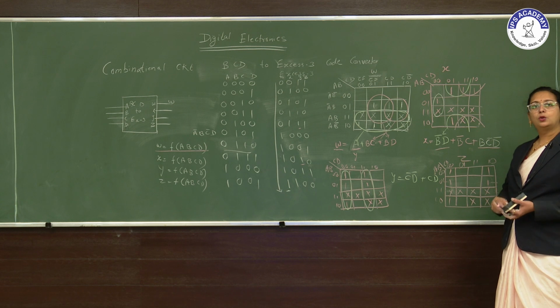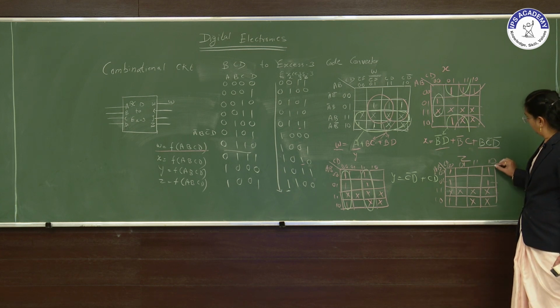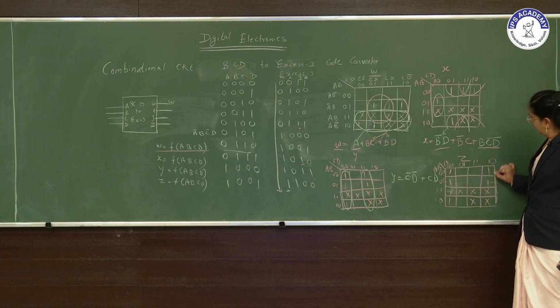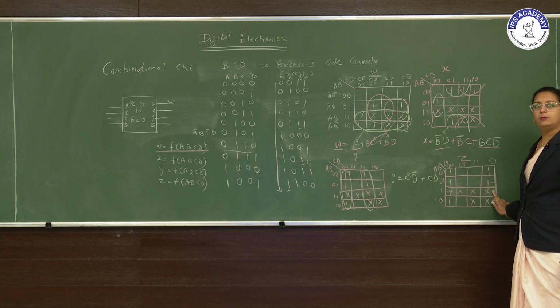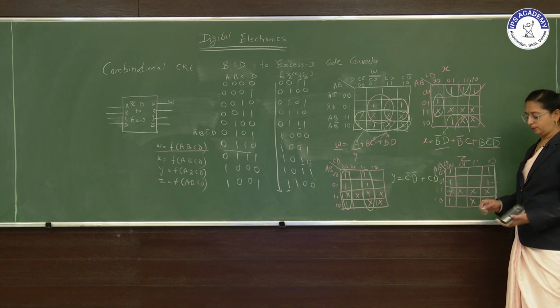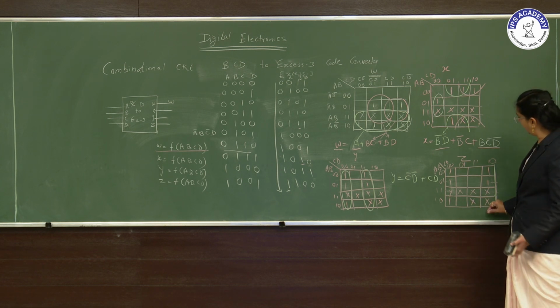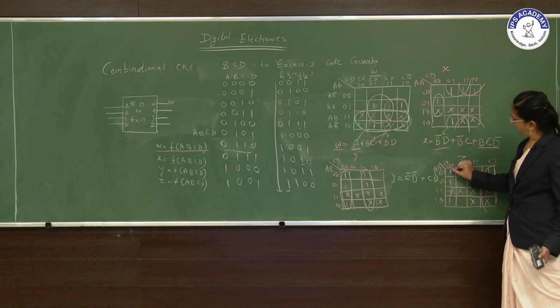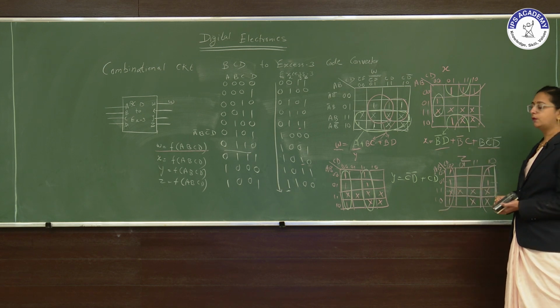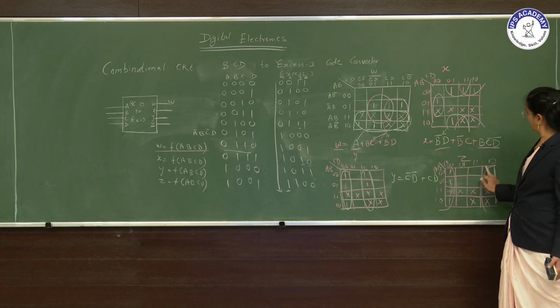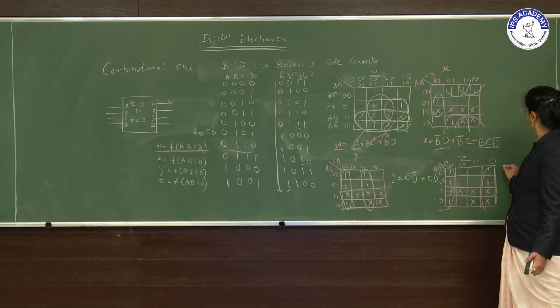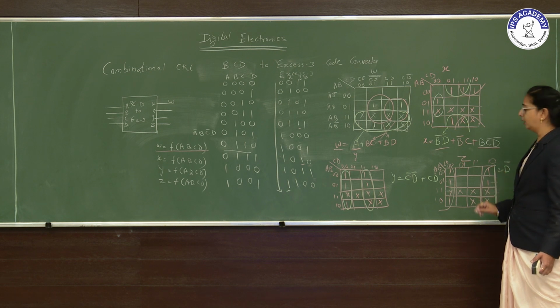Now how will we make the group here? Again we can roll this K-map vertically. So this column and this column will be adjacent columns, so we can make a group of 8 here. So we can make an octet here. So what will be the expression for Z? AB will get absorbed and C will be absorbed because C is changing from 0 to 1. So what is left will be D complement. So Z is equal to D complement.